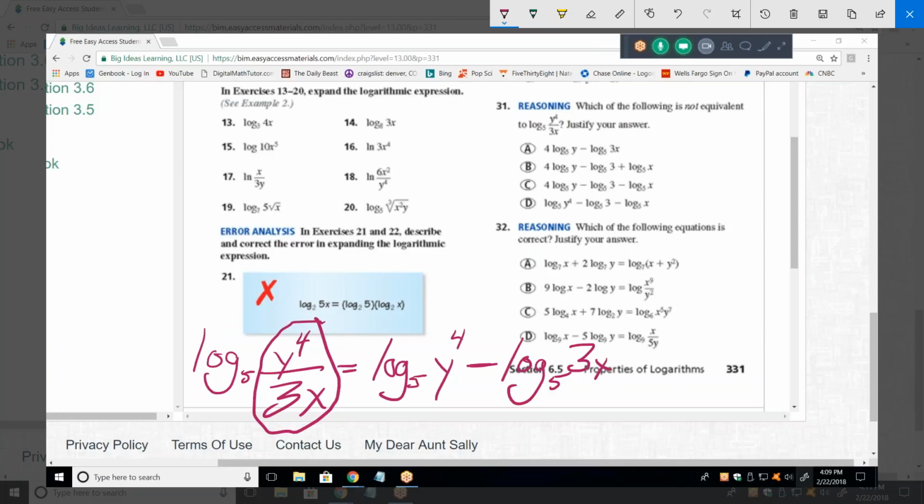Okay, now there's one more step. To fully expand it, I can move that. Right. So it's 4 log base 5 y minus log base 5 of 3x. Yeah, you got it.